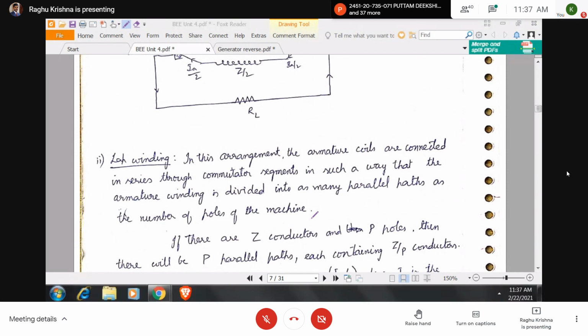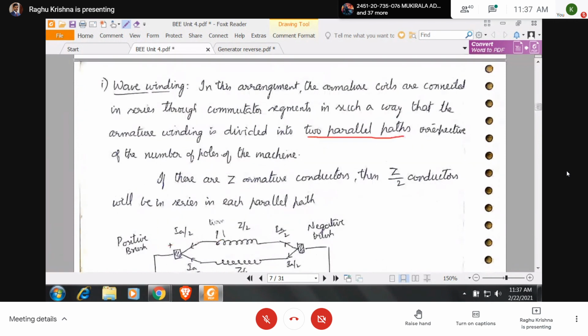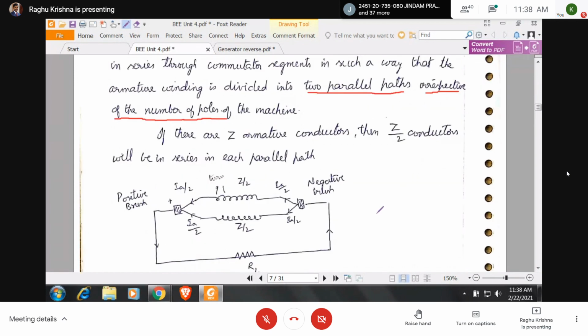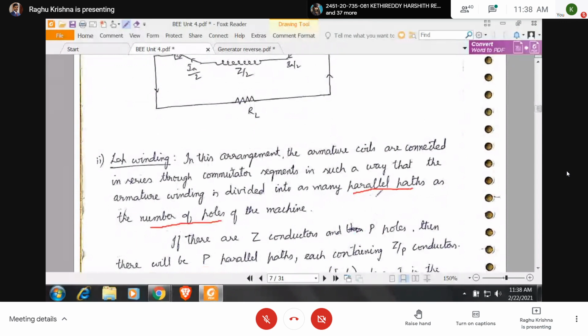Here, the number of parallel paths depends upon the poles of the machine. But in wave winding, irrespective of the number of poles, you are going to have two parallel paths. But in a lap winding, you can see here the number of parallel paths is equal to the number of poles.